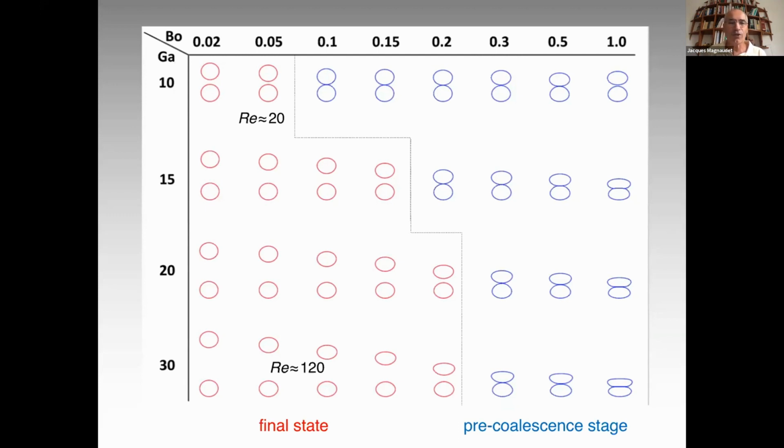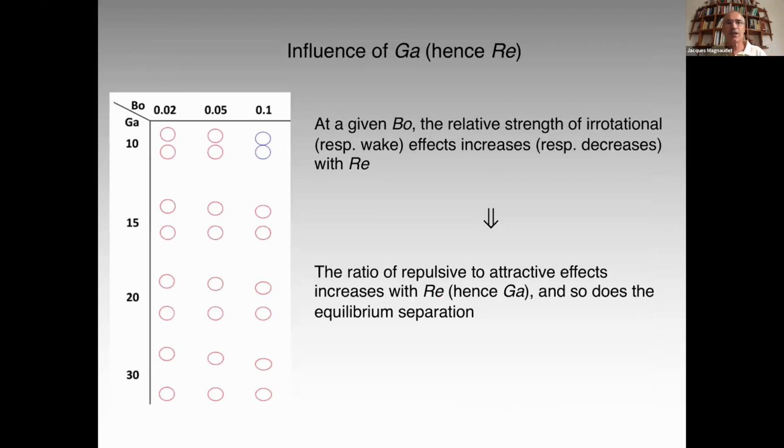And as you see, of course, going from left to right, that is increasing the Born number, makes the separation decrease, whereas going from top to bottom, that is increasing the Galilei number, makes the separation increase. So in order to understand these features, we have to keep in mind that increasing the Galilei number, that's increasing the Reynolds number, makes the potential contribution to the mechanism increase at the expense of the finite Reynolds number effect.